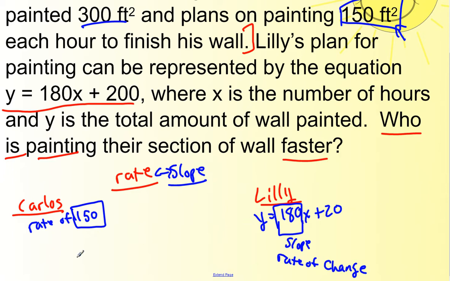In case you're curious and you wanted to write Carlos's information as an equation, it would probably be y equals 150x plus 300. This is the rate that he's working, and that's how much he already has done. So it says he has 300 feet painted, and he's continuing to work at this pace, and the y variable would be the total amount of wall that's been painted. Just another way to show that his rate, his slope, is less than Lily's slope.